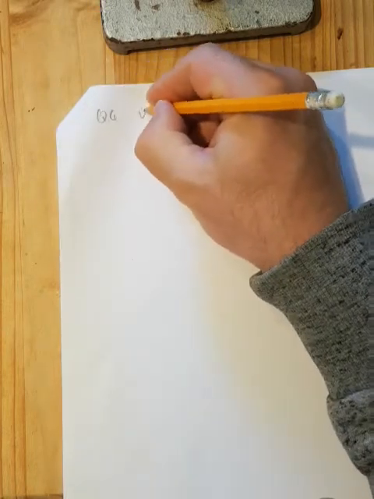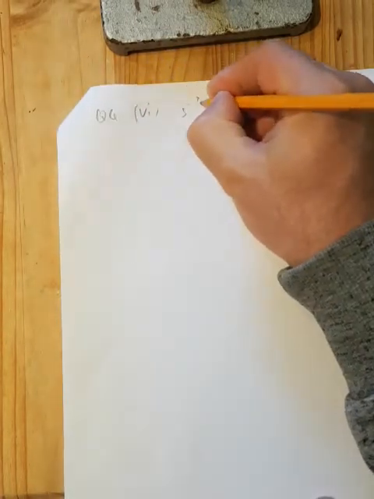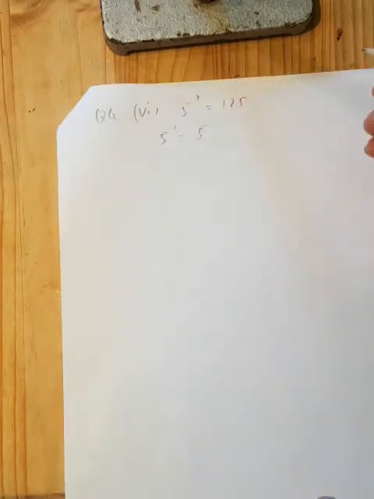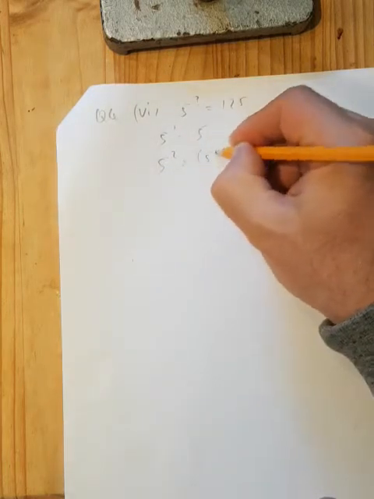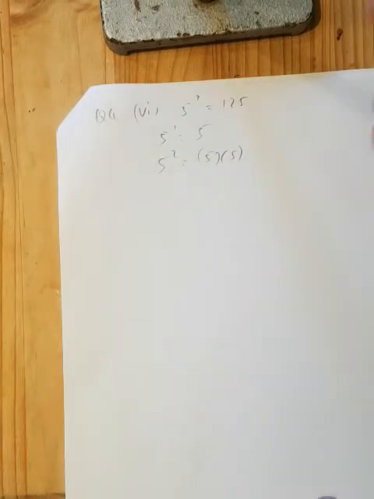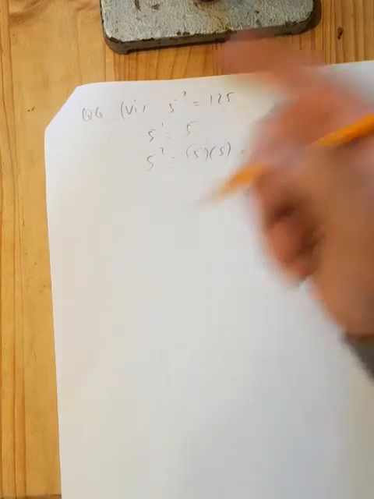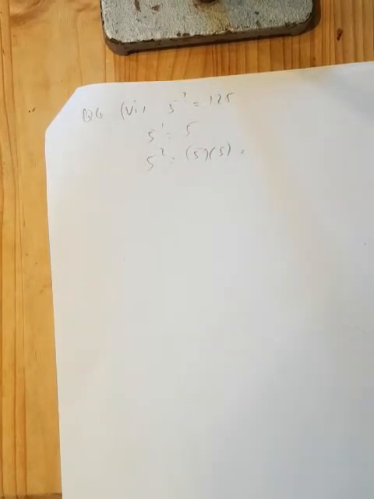Question 4, part 6. 5 to the power of something is equal to 125. 5 to the power of 1 is equal to 5. 5 to the power of 2 is 5 by 5. But any number that doesn't have a power is basically to the power of 1. I can't remember if I said that or not, but I'm saying it now. Any number without a power is just to the power of 1.